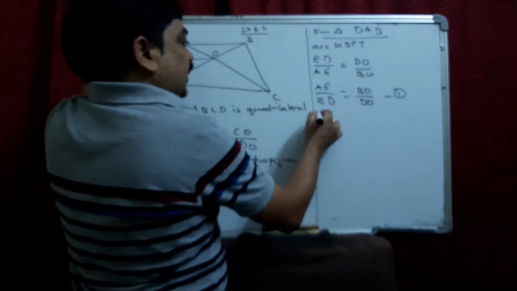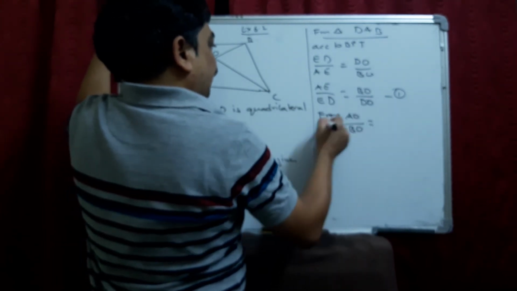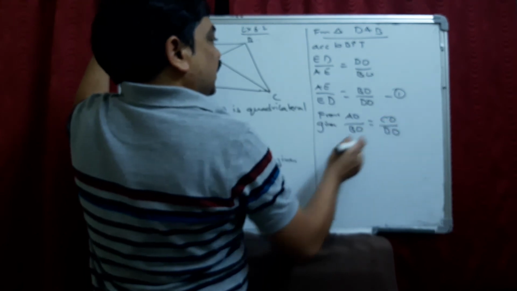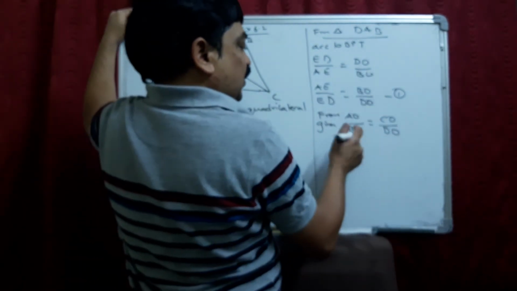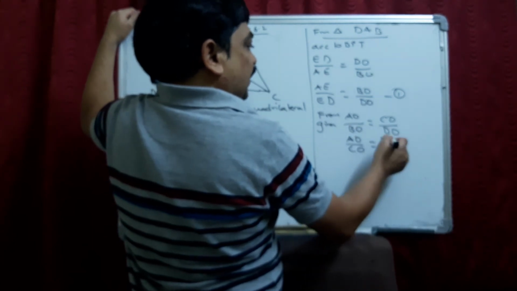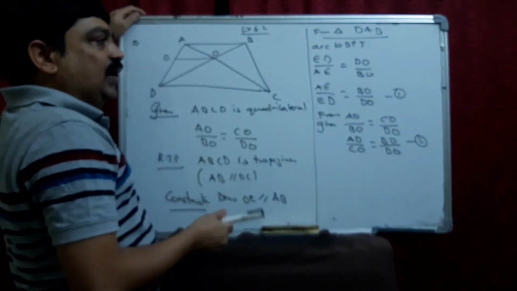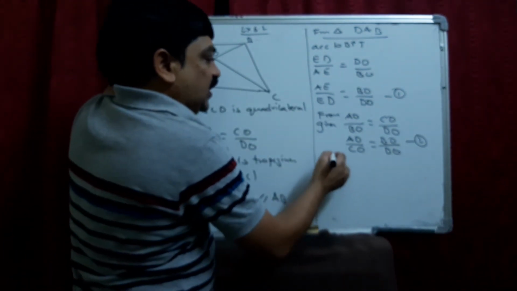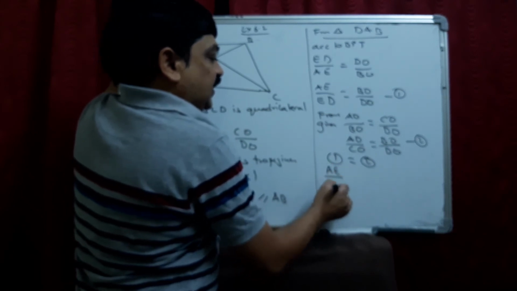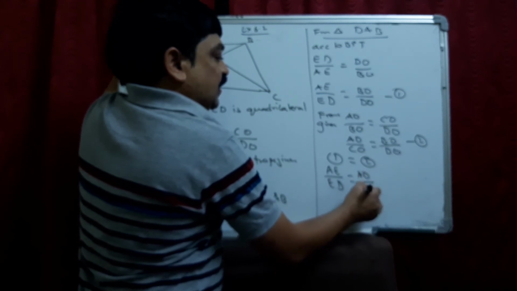From the given, what can you take? You need to change something in the given. AO by BO is CO by DO, no? Just interchange BO here, CO here. AO by CO is equal to BO by DO. This is 2. Now you can equate 1 and 2. If I equate 1 and 2, AE by ED becomes AO by CO.